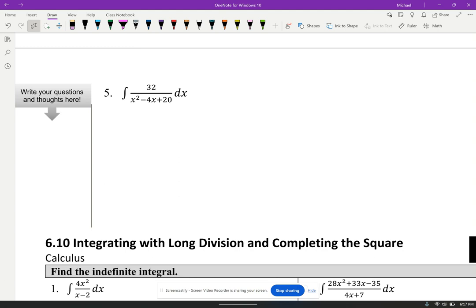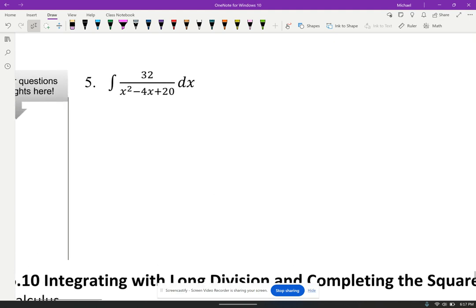Alrighty, good people. Here's the last example in this section of completing the square and long division as a way to simplify an integrand in order to take an antiderivative. On number 5, as we're looking at it here, this is not top heavy, this is bottom heavy. Not only that, the denominator is quadratic. So maybe we can complete the square. So I'm going to try to complete the square.